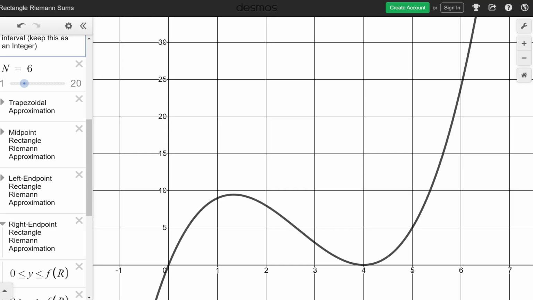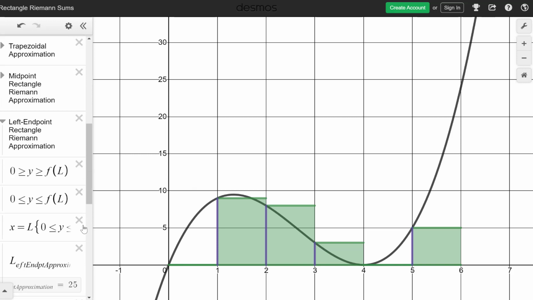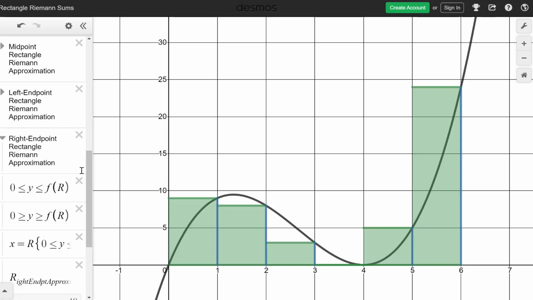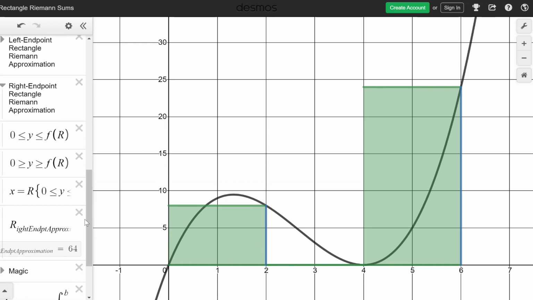Alrighty, here is what left-hand endpoints look like. And you can see that the left-hand endpoint approximation yields 25, which is the answer that we found. And then if we want to take a look at the right-hand endpoint approximation, there's the right-hand endpoint approximation. Remember, we did this with only 3 rectangles. So there's those 3 rectangles. Remember that middle rectangle was height 0. And our answer should be 64 there.